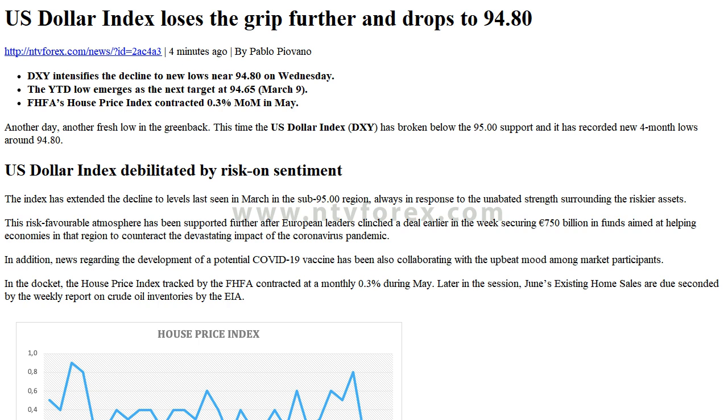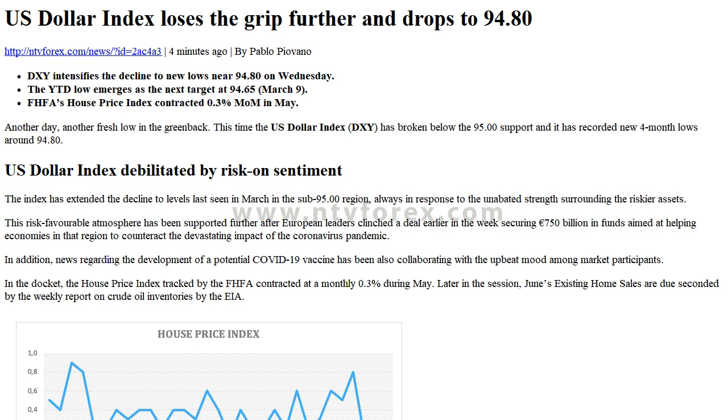US dollar index loses the grip further and drops to 94.80. By Pablo Piavano. DXY intensifies the decline to new lows near 94.80 on Wednesday. The YTD low emerges as the next target at 94.65, March 9.